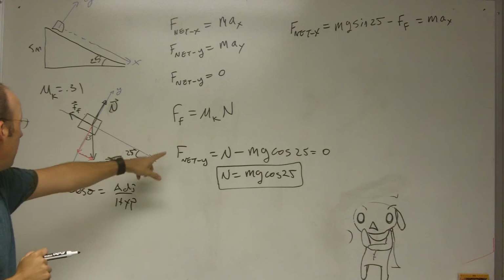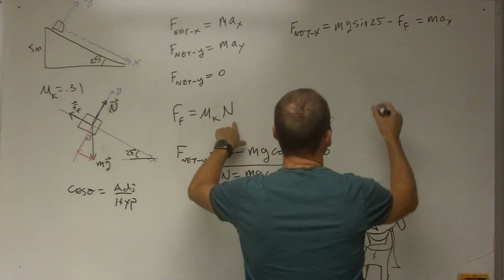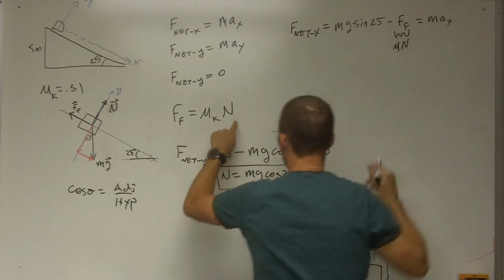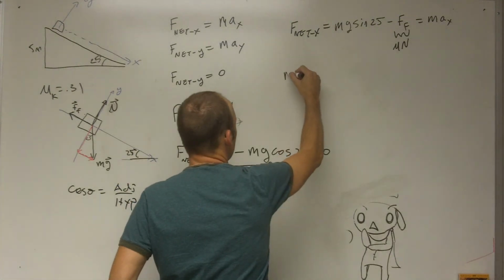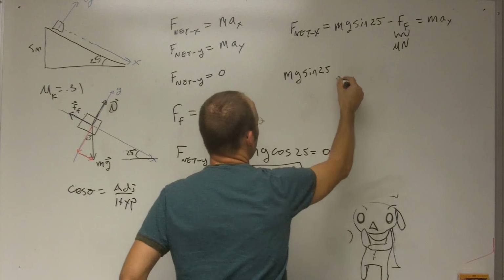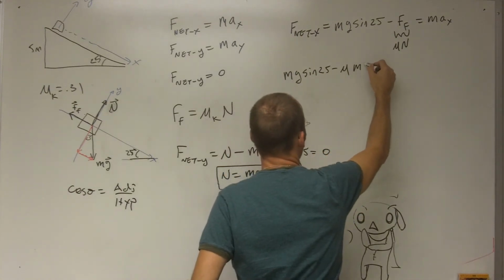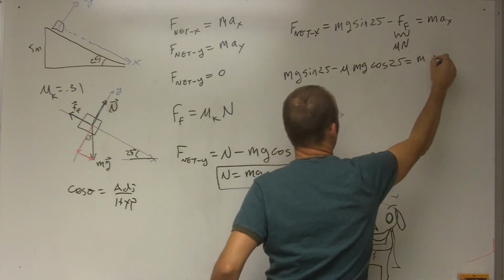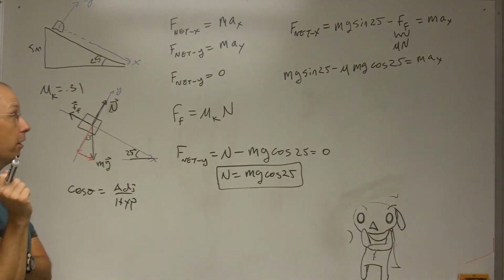So now I can plug in the magnitude of the frictional force as mu N. Let me just put this as mu N, and then N is that. So if I rewrite all this, I get mg sine 25 minus mu times mg cosine 25 equals max. And I'm trying to find the acceleration.